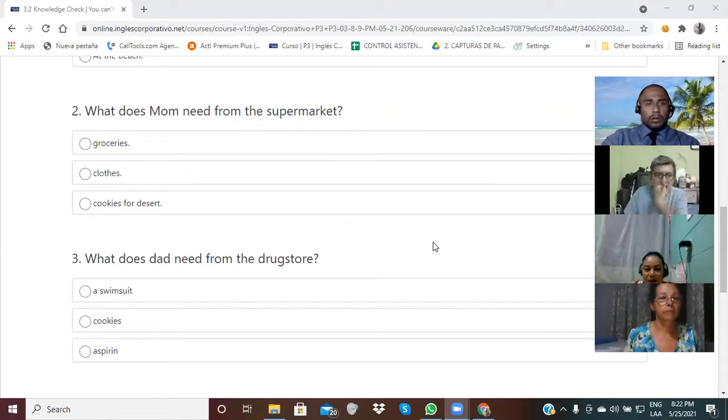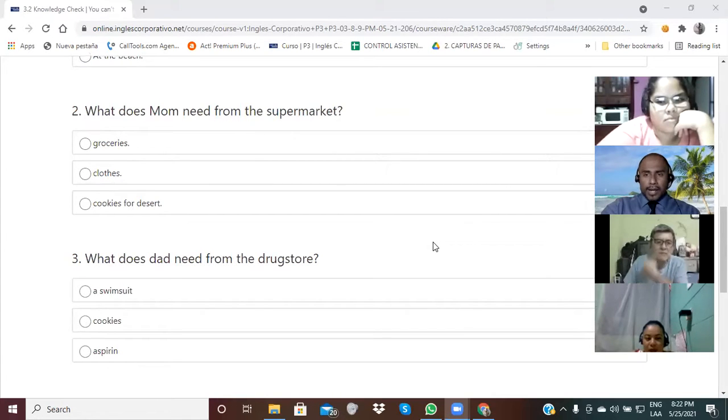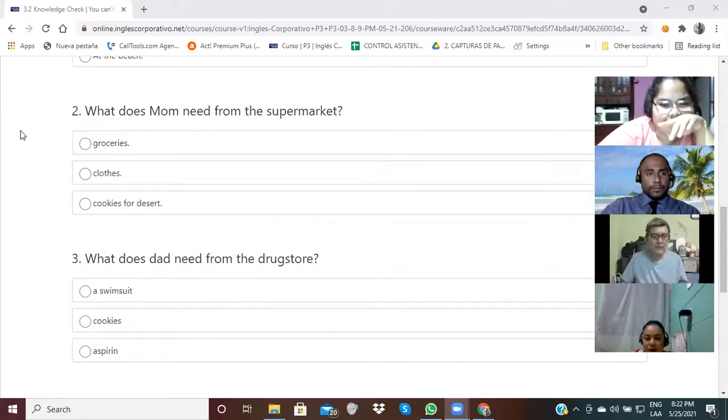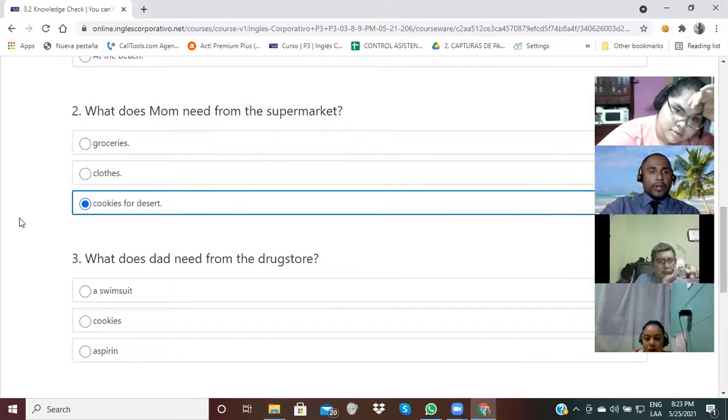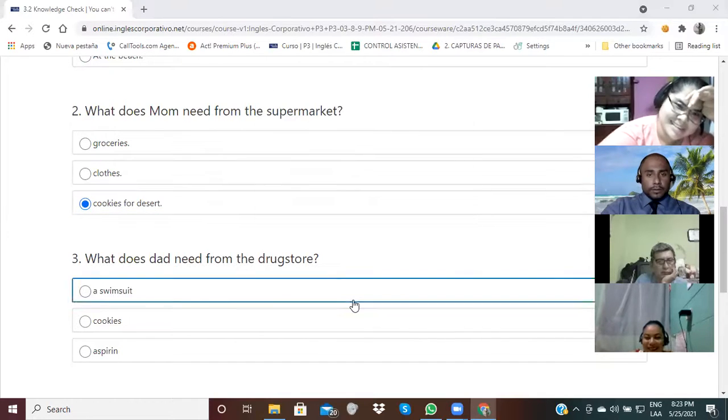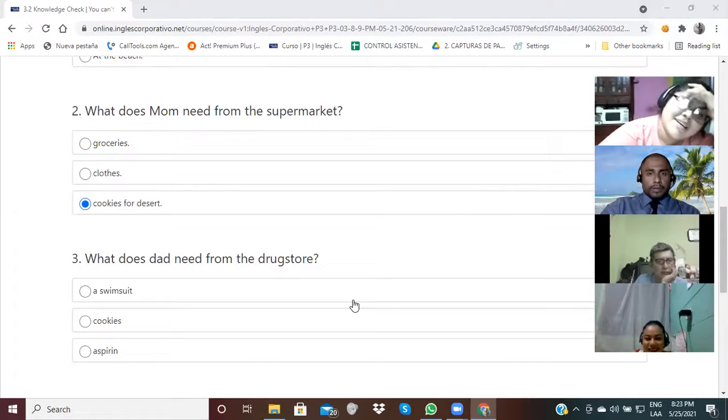Cookies for dessert. Go ahead. What does mom need from the supermarket? What is your answer? Cookies for dessert. Excellent. Sorry, guys. Por favor, mantenga su micrófono en silencio.